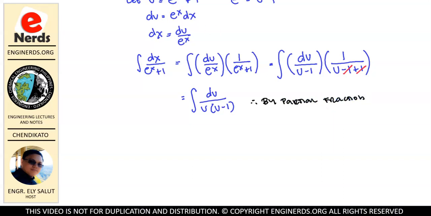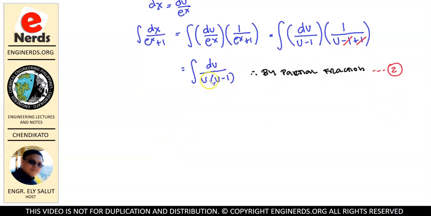Okay? So, let us do partial fraction of that. Hiwalay uli natin to, no? Let us name this as equation 2 para hindi tayo malito, no? We're going to use this later on. So, gamitin natin itong du over u times u minus 1. So, we'll be solving that.